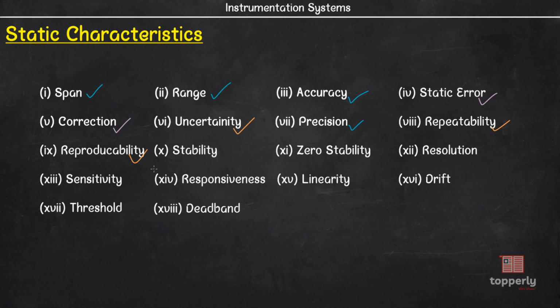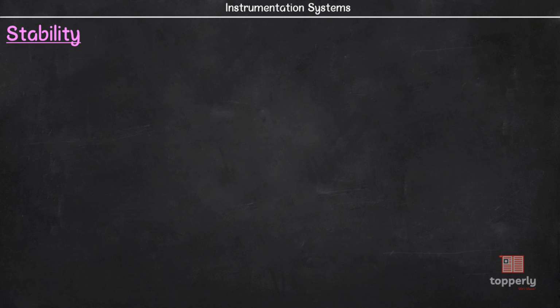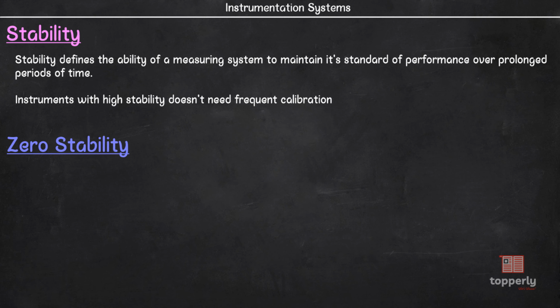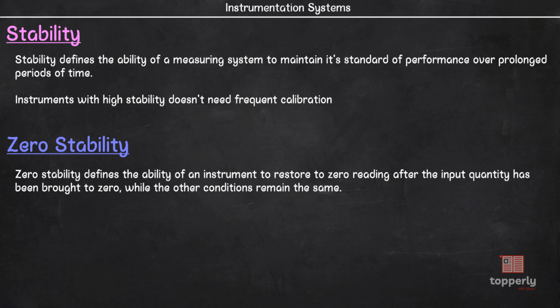Now the next parameter we need to learn is stability. Stability defines the ability of measuring system to maintain its standard of performance over prolonged periods of time. An advantage of instrument with high stability is that it need not be calibrated frequently. The next term we need to learn is zero stability. Zero stability defines the ability of an instrument to restore to zero reading after the input quantity has been brought to zero while the other conditions remain the same. For example, while measuring current, you might have seen that some ammeter readings do not come back to zero even though you have brought the current back to zero.